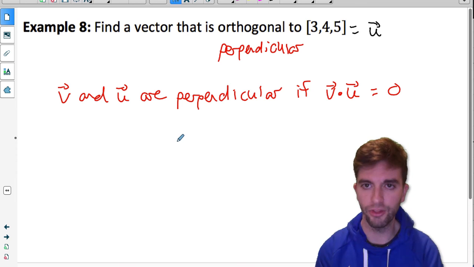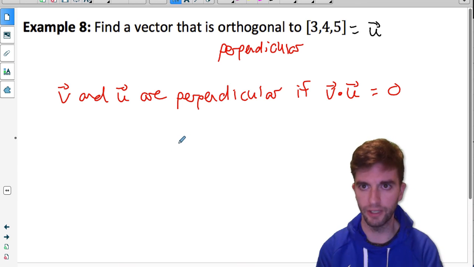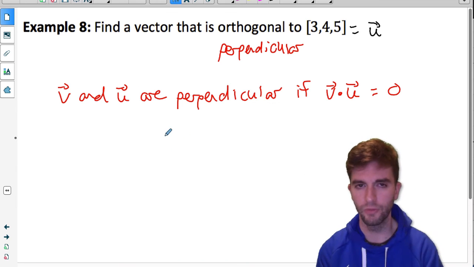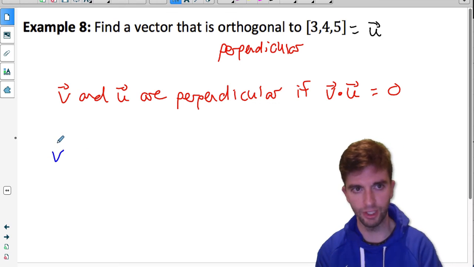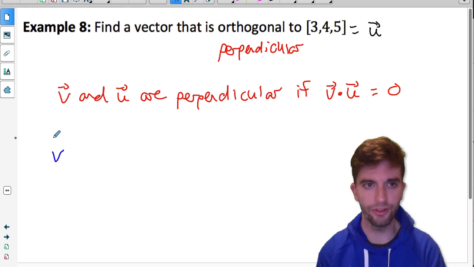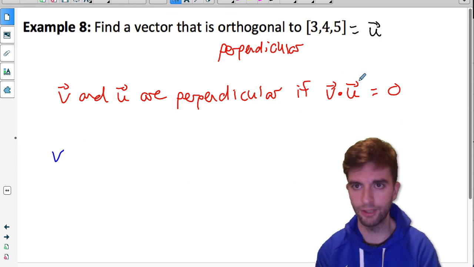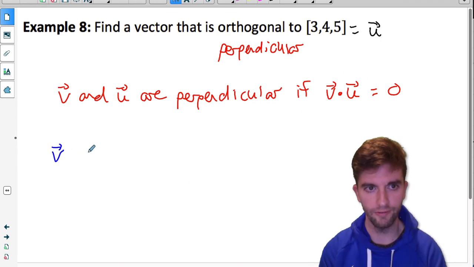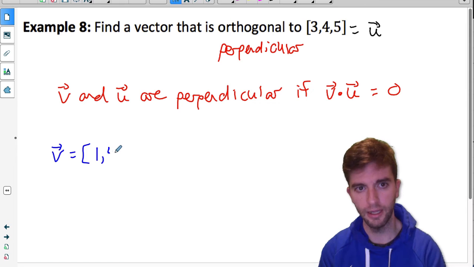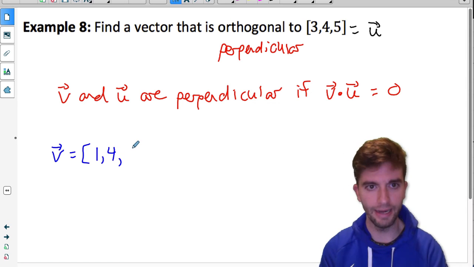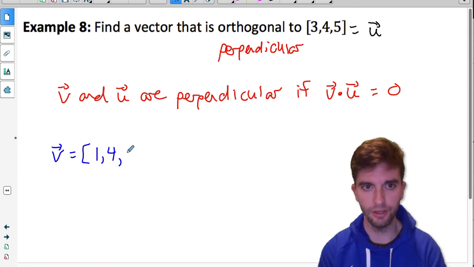So let's come up with some vector v that when we do a dot product with vector u, we get 0. What we can do is just make up two of the components for vector v, and then solve for the third component, which would make the dot product be 0. So for vector v, let me make up the x and y components. How about 1 and 4? And then I can solve for the unknown z component.